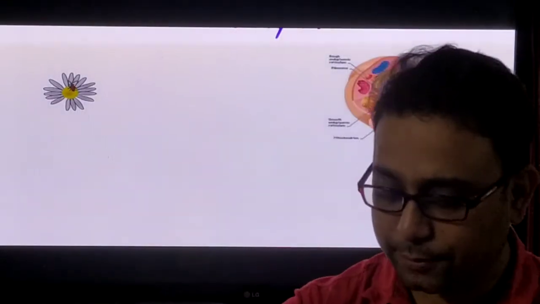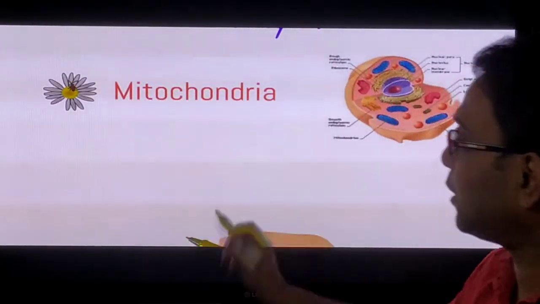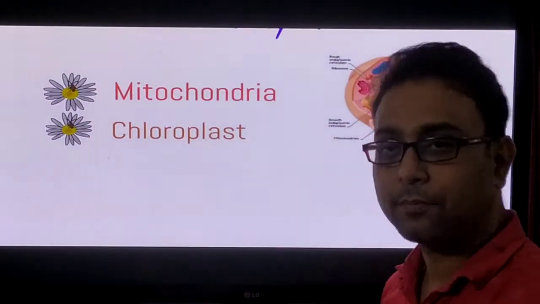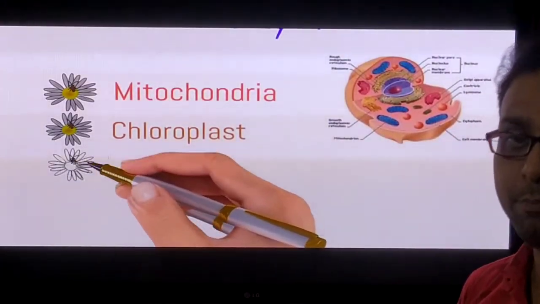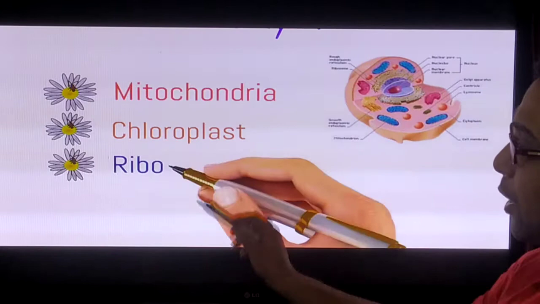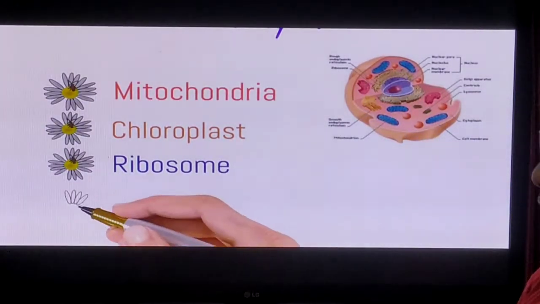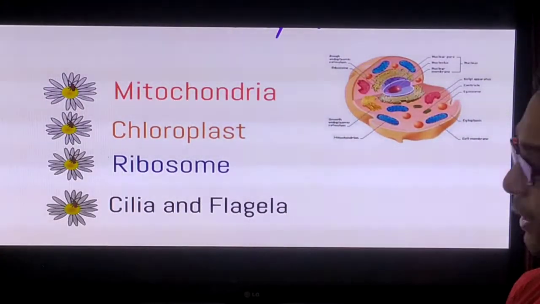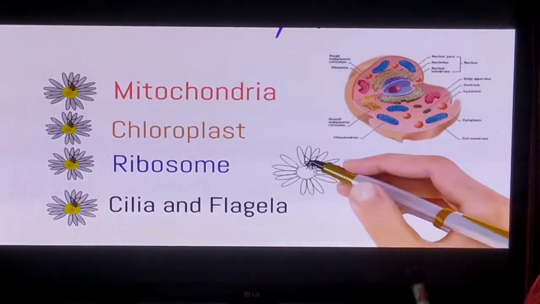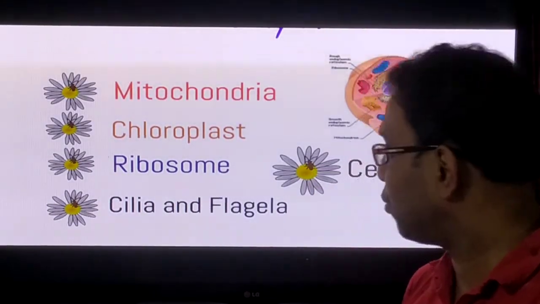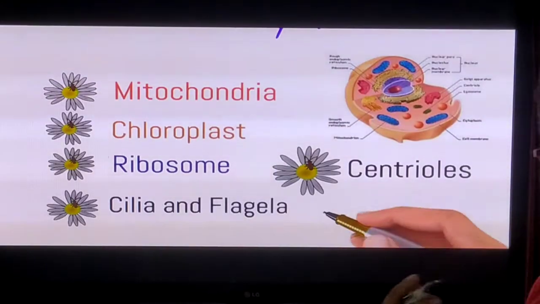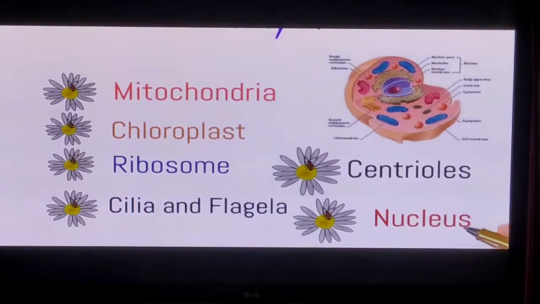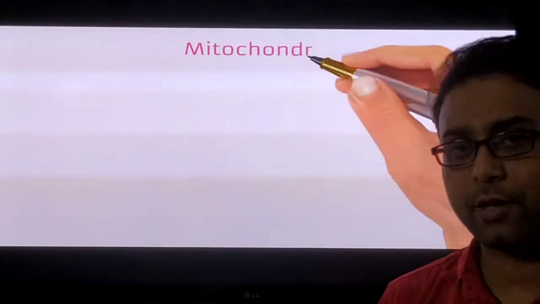So, at first we discuss one very important structure, the mitochondria. Then we discuss the chloroplast. Then the very important ribosome. Next, we discuss cilia and flagella, which are the most important subtopics. Also important parts in the cell are the centriole, which helps the cell division process, and another important topic, the nucleus, which is called the brain of the cell. They control all the different functions one by one.